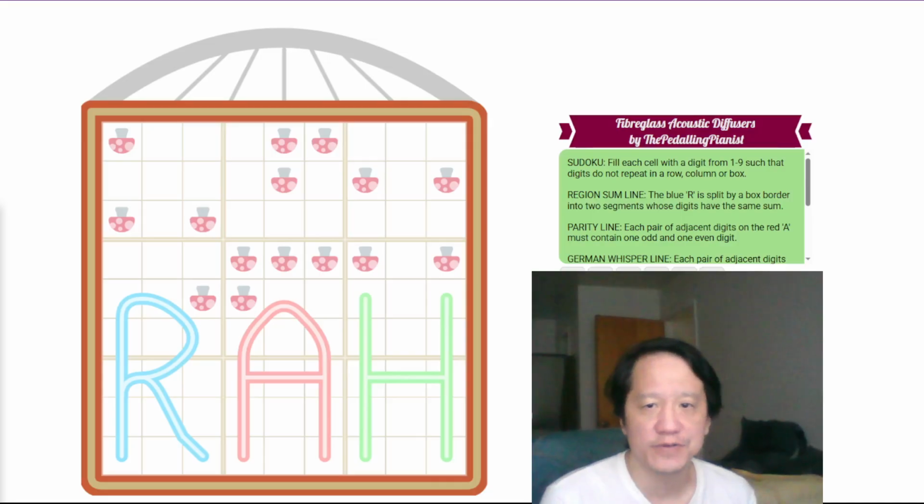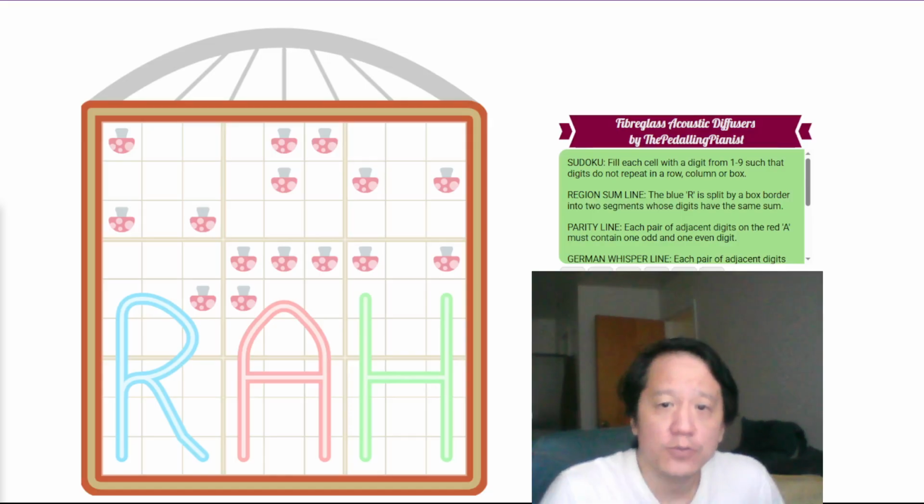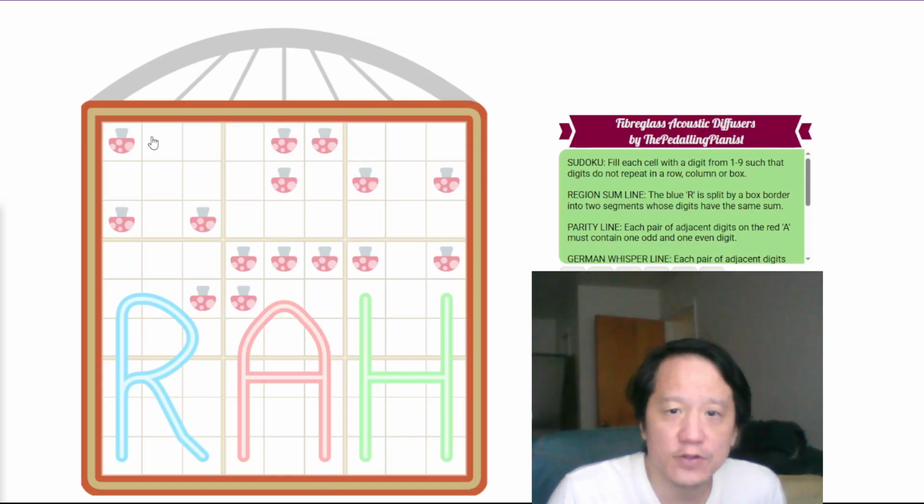It's called Fibreglass Acoustic Diffusers by the Peddling Pianist. And here are the rules. We have Sudoku, where we need to fill each cell with a digit from 1 through 9 such that digits do not repeat in a row, column, or box.